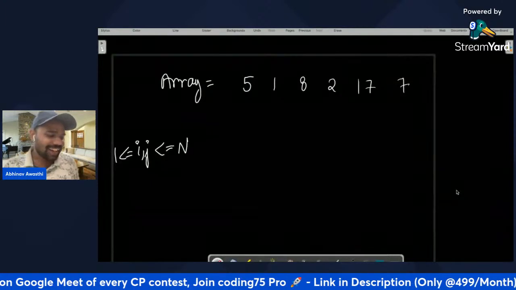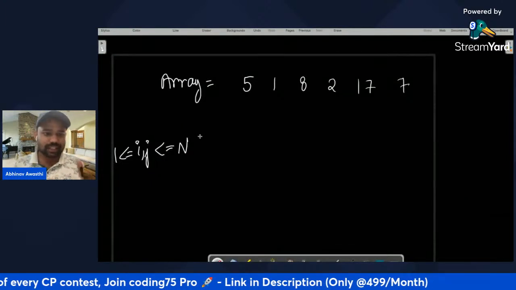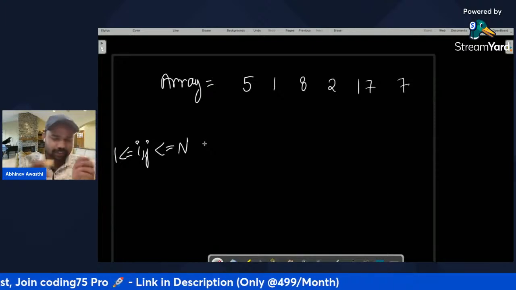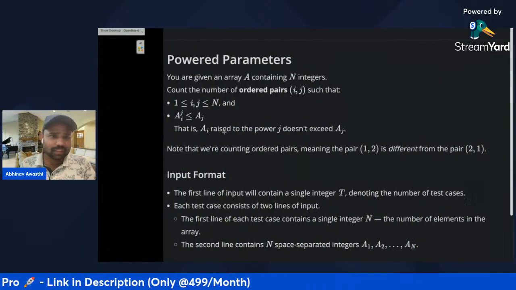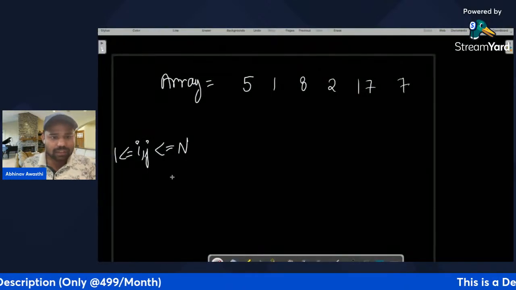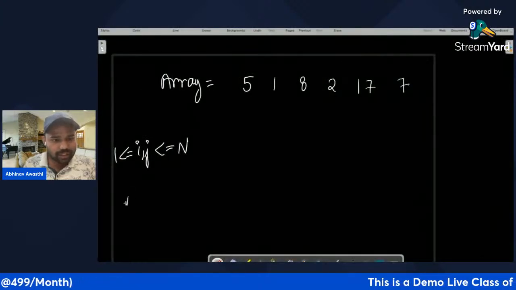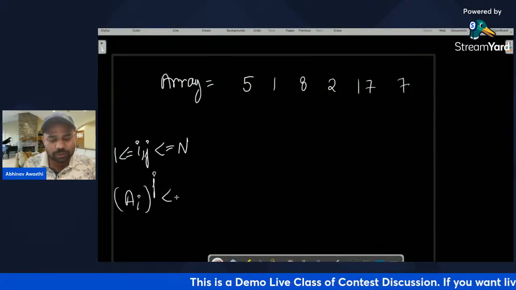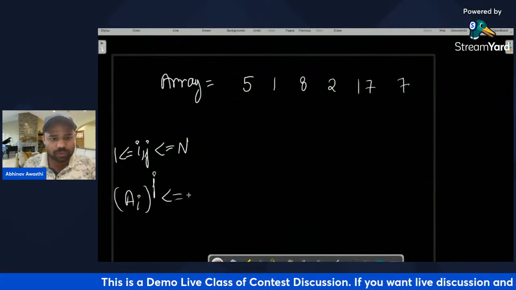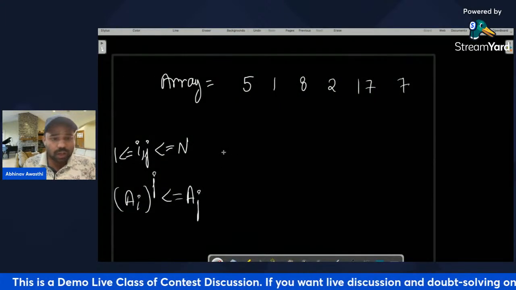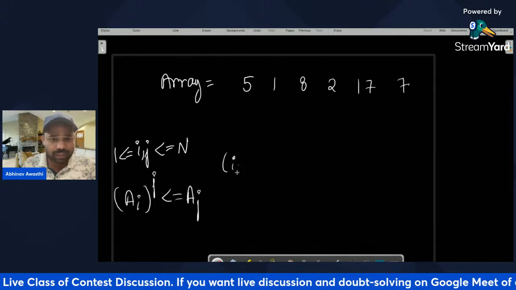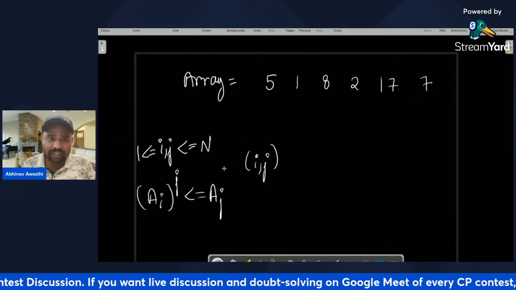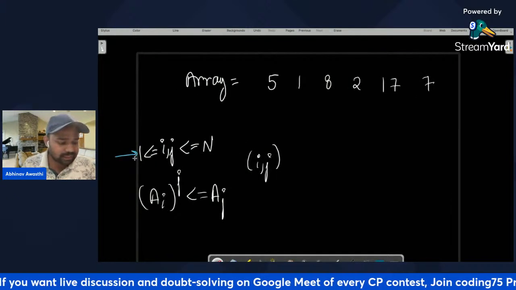That's fine. Cool. So i and j are between 1 and n. Now, the second condition is that a_i to the power j should be less than or equal to a_j. So you have to find such two integers that these two conditions are fulfilled.